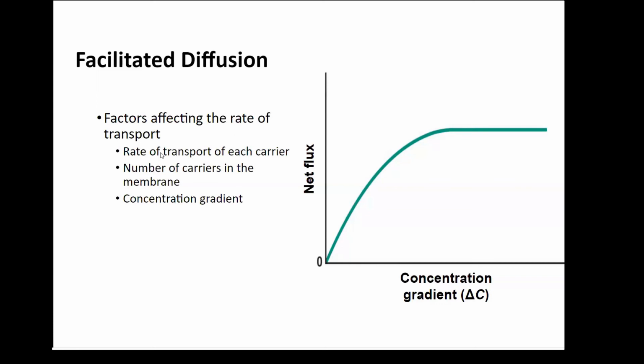So once we are using all the carriers on the membrane, we can't increase that rate anymore because they're all already working. We have to wait for one to have that pocket empty and facing the outside of the cell. So carriers can get saturated at a certain point, and that's why we see this flattening out point. If we increase the number of carriers, we'd sort of raise this curve and we'd have a flattening out somewhere else.